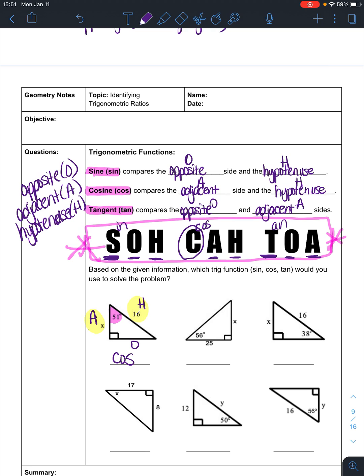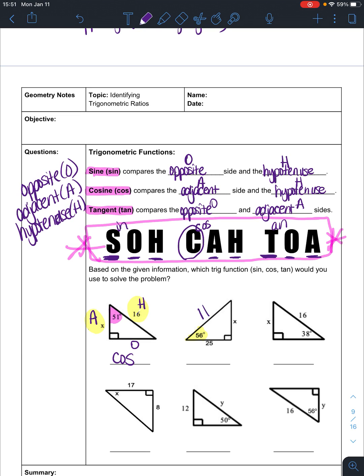You just need to decide, based on what I have, do I have O and H, A and H, or O and A? And then you would decide, do you use sine or cosine or tangent? So look at the angle where it is. I have this 56-degree angle.